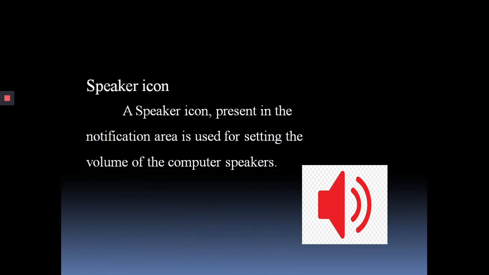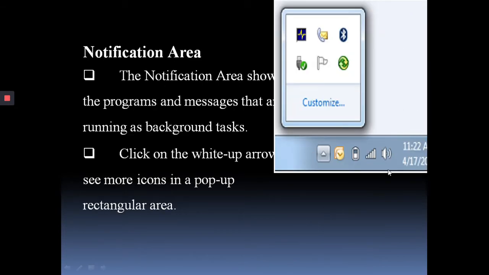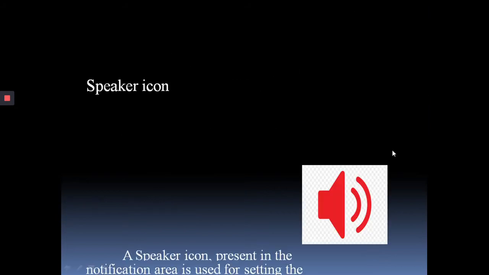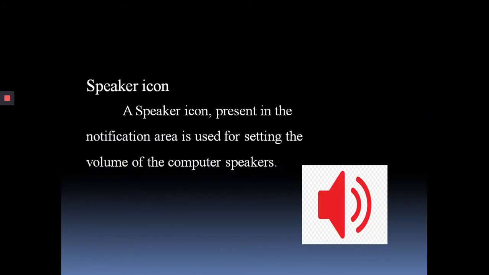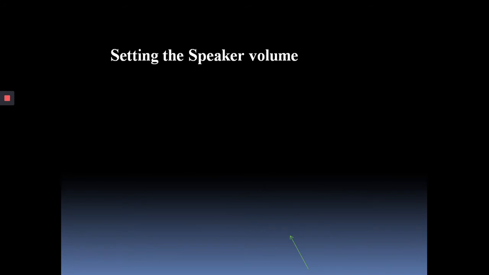Next, we learn about the speaker icon. A speaker icon present in the notification area is used for setting the volume of the computer speakers. Can you see? This is the speaker icon. If you want to make any changes in the computer speakers, we have to do the changes by using the speaker icon. It is present in the notification area on the taskbar. And how to set the speaker volume?